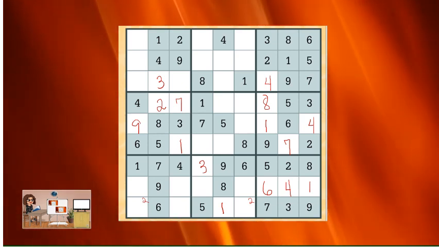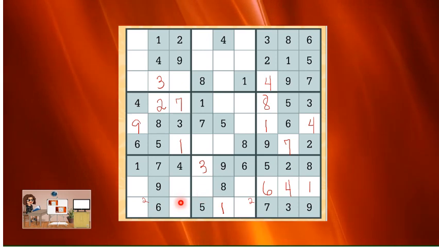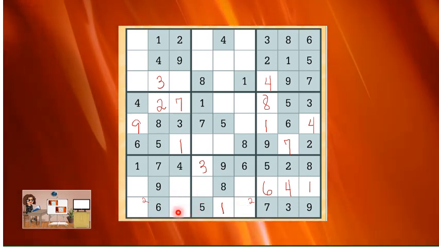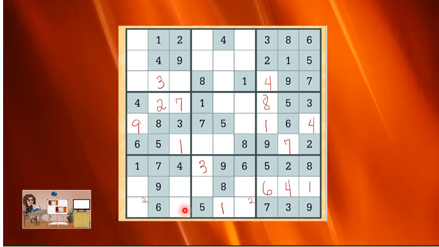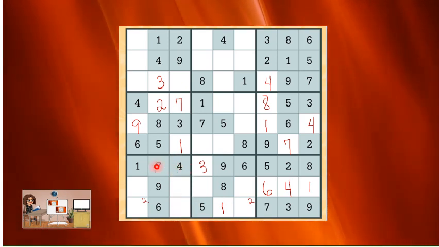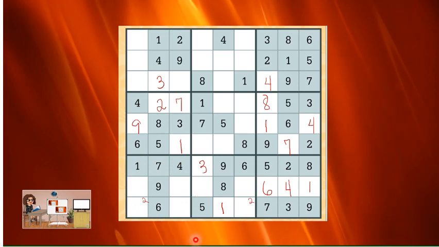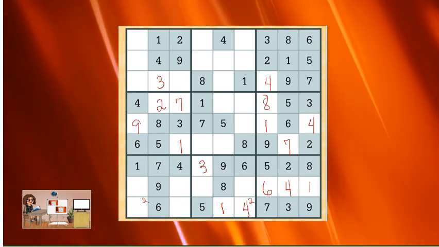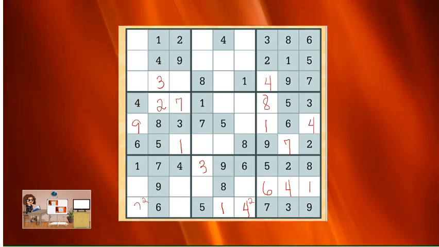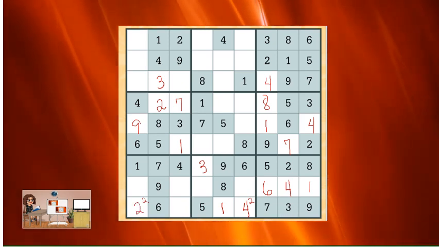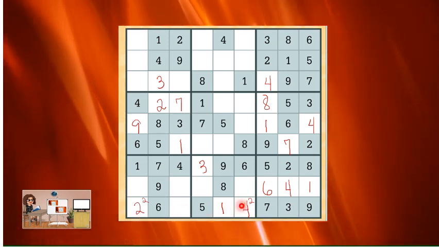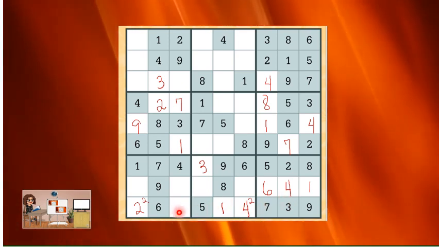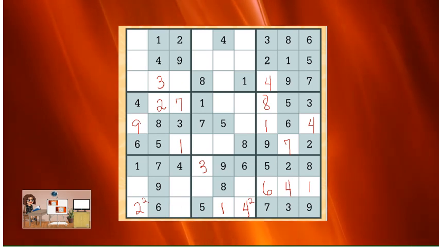So 1, 2, 3, 4. Now 4. How about 4? In this cell and in this cell, 4 can be written, but we cannot write 4 here because there's already 4 in this block. So therefore, 4 should be here. So if this is 4, then this is 2. So we have 1, 2, 3, 4, 5, 6, 7. So in this cell should be 8.